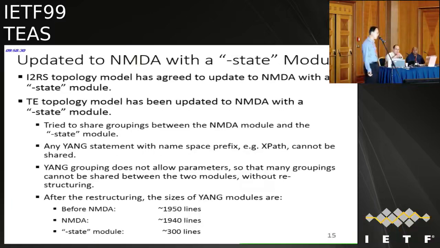So the last time in Chicago, initially the I2RS model only contained a single tree, right, with no state module. But now, after this NMDA discussion, they have agreed to add that also, so we have something to augment. Then we are okay now. Okay, so any other outstanding issues? And we don't see any.